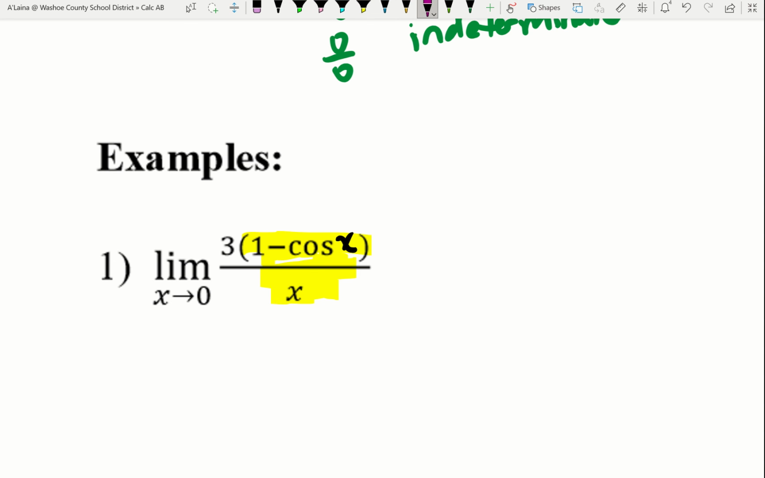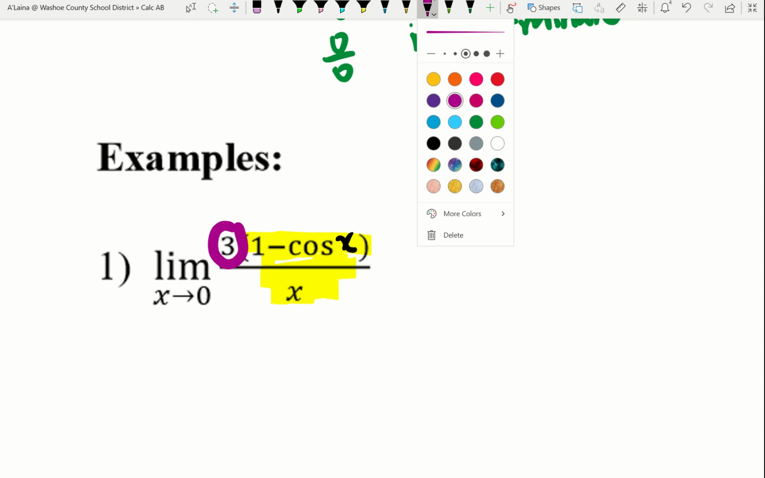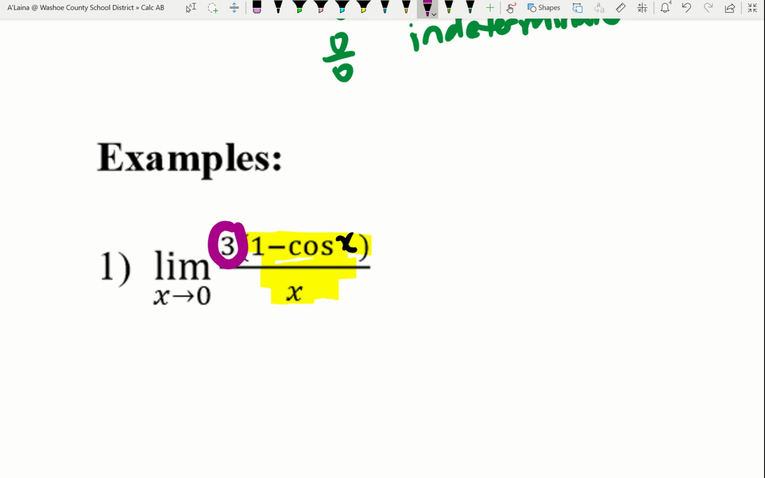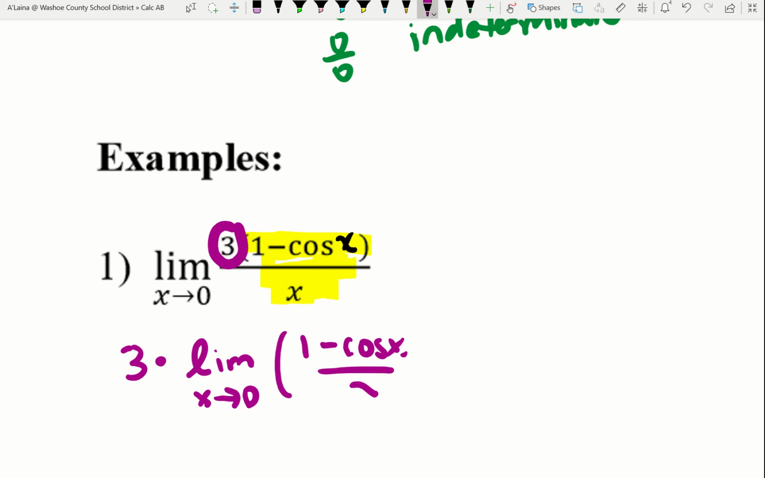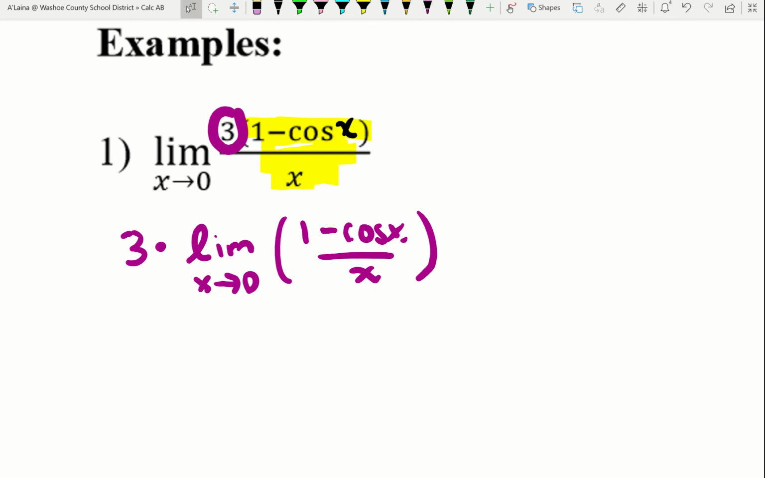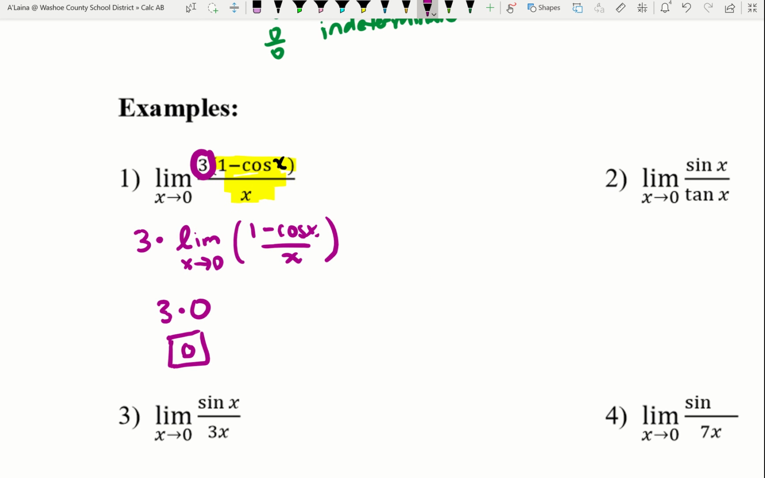Well, the way you could think of this is this constant multiplier could actually just be moved as a coefficient in the front of your limit. So you could think of this as 3 times the limit as x approaches 0 of our same expression that we've been working with. And now we have the special trig limit. This is 3 times 0 according to our special trig limit, which makes this equal to 0. So if you have a constant multiplier, you can pull that in front of the limit.